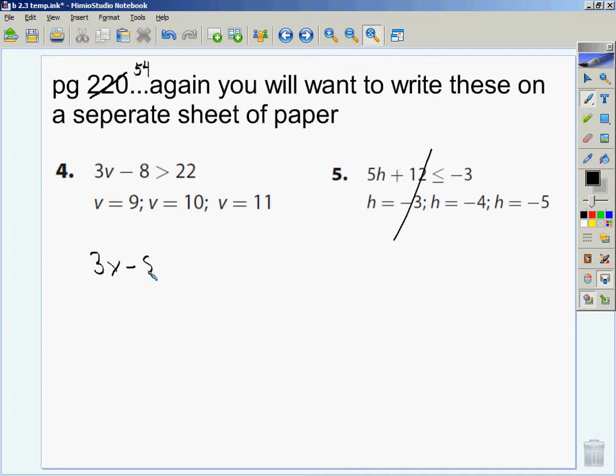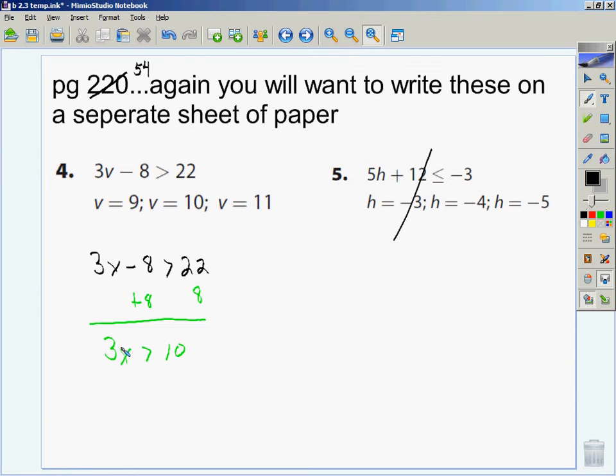3v minus 8 is greater than 22. They're asking which of these would actually solve this. You could plug all of them in. I personally think it's easier to solve it and see which ones then would be true. This is real likely to be the style question they'd ask on the FSA, where they would say, select all that satisfy. Okay? So, I would start by adding 8 to this one. I'd have 3v is greater than 30.